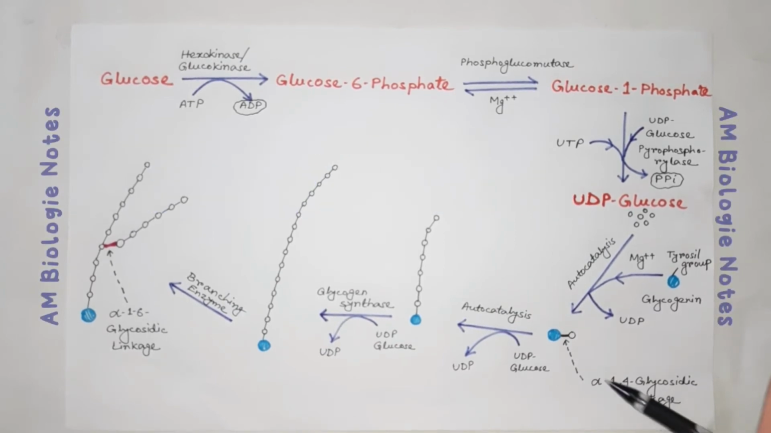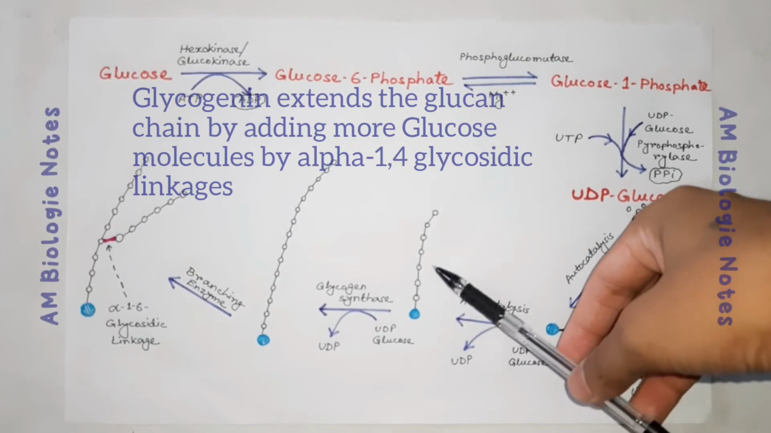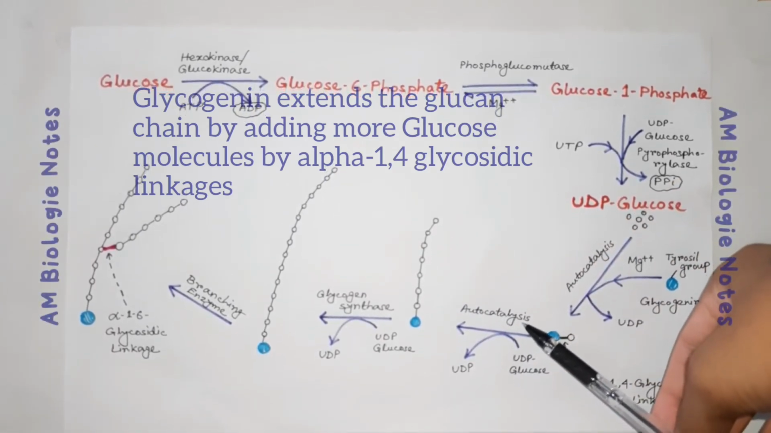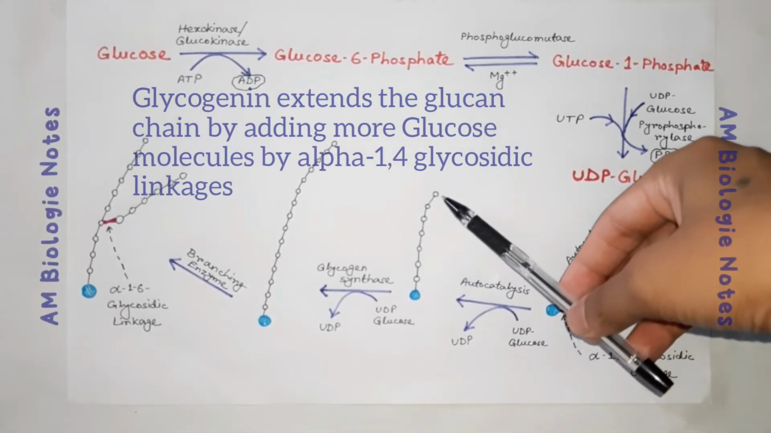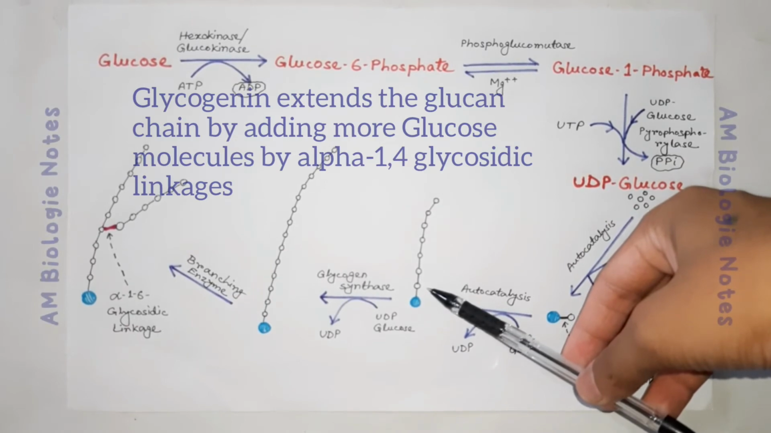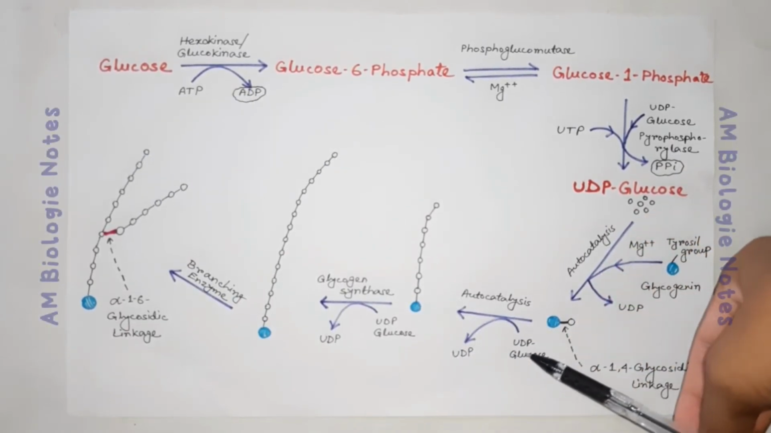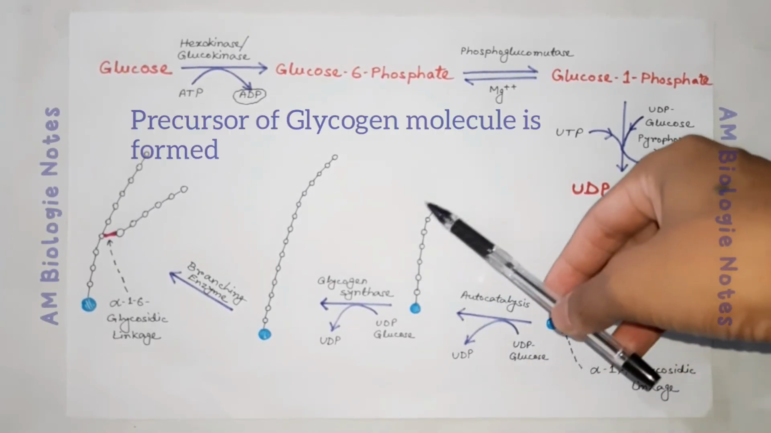In this way, glycogenin extends the glucan chain again by autocatalysis. Around 6 to 7 glycosyl units are added by alpha 1,4 glycosidic linkages using UDP glucose as substrate. Finally, the precursor of the glycogen molecule is formed.